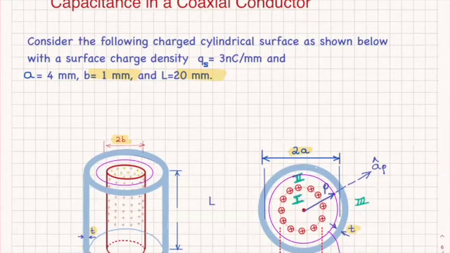Okay, we are going to start solving some problems on capacitance, but we're going to do two things at the same time. One will be to calculate capacitance in a cylindrical system. So we're going to start with a charge in a cylindrical system, all right? Then we are going to go to a two-conductor cylindrical system, which we call a coaxial conductor. That's the most useful thing.